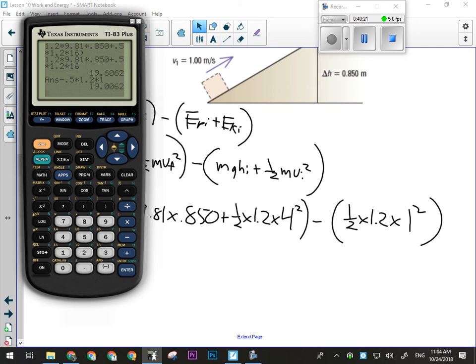Oh, it's 4 squared, right? So right here, we're at 4 squared, I just wrote in 16, because that's 4 squared. All right, so I'm doing 19 joules worth of work in accelerating this box up the ramp.